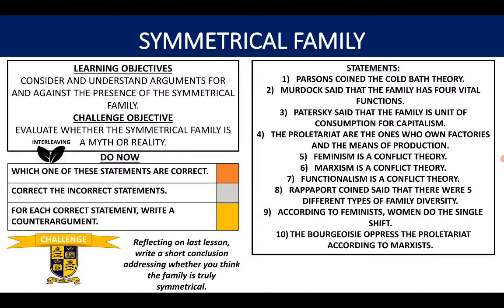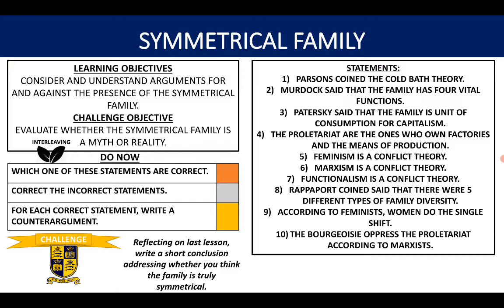The first one is incorrect, only because it's called the warm bath theory. Parsons did in fact coin the warm bath theory, the idea that women acted as a bit of an emotional sponge for any stresses their family went through. So when the husband would come back from work, the woman would absorb all of the stress and he'd be ready to go out to work the following day. Number 2, Murdoch said that the family has 4 vital functions. That's correct.